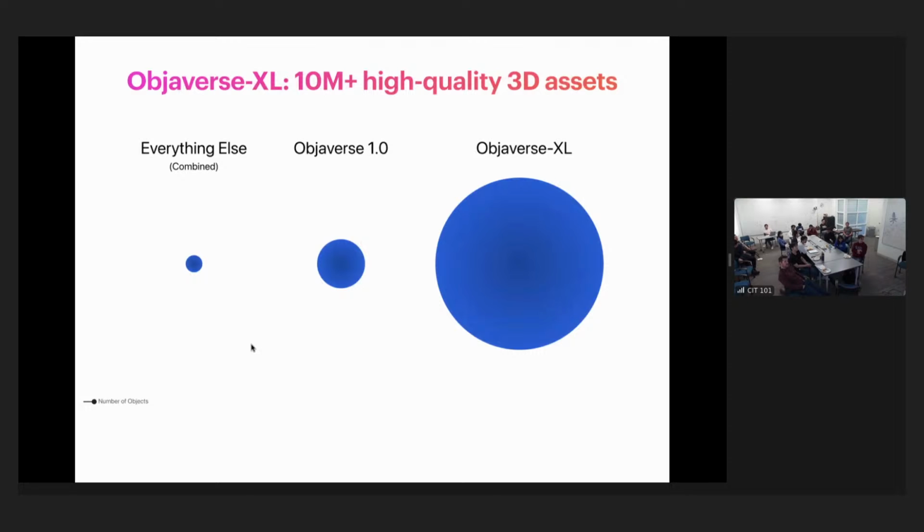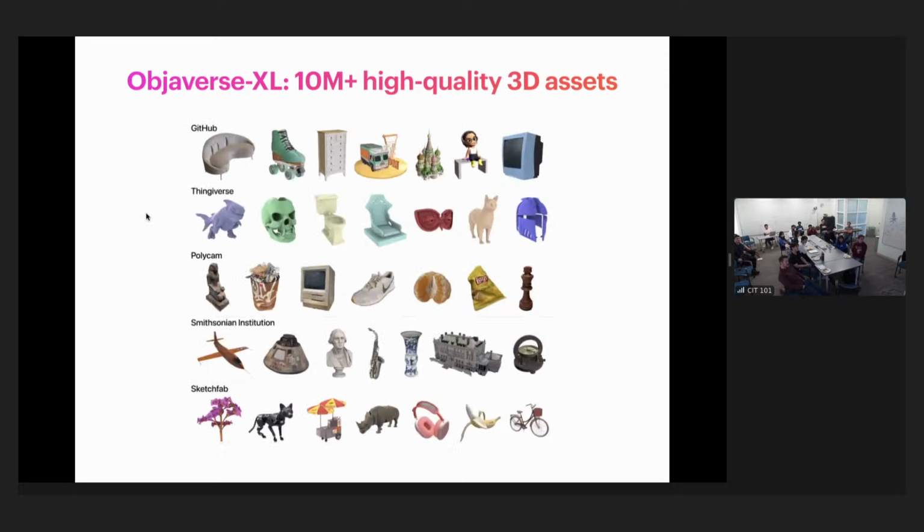On the 3D side, Objaverse-XL is a dataset with 10 million plus high quality 3D assets. To put things in scale, this is everything else before Objaverse, and then this is Objaverse 1.0 and this is Objaverse-XL. Objaverse comes from diverse sources on the internet. The majority of the assets come from GitHub, where people upload their assets, and there are also several websites that we source our dataset from.